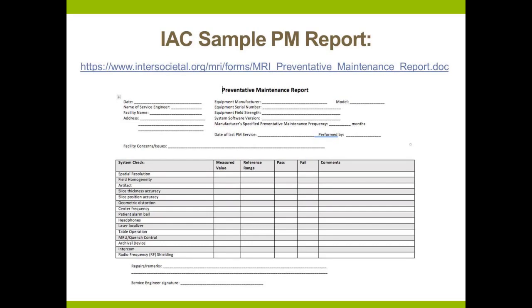So if you take this form and you say you have 4 quarterly PM reports and you go through and you say, okay, first quarter, I found a spatial resolution check. And second quarter, I found a field homogeneity check, right? So you know that these things are all included and you say, yes, I see the value, I see the reference ranges, here's some comments from the engineer.